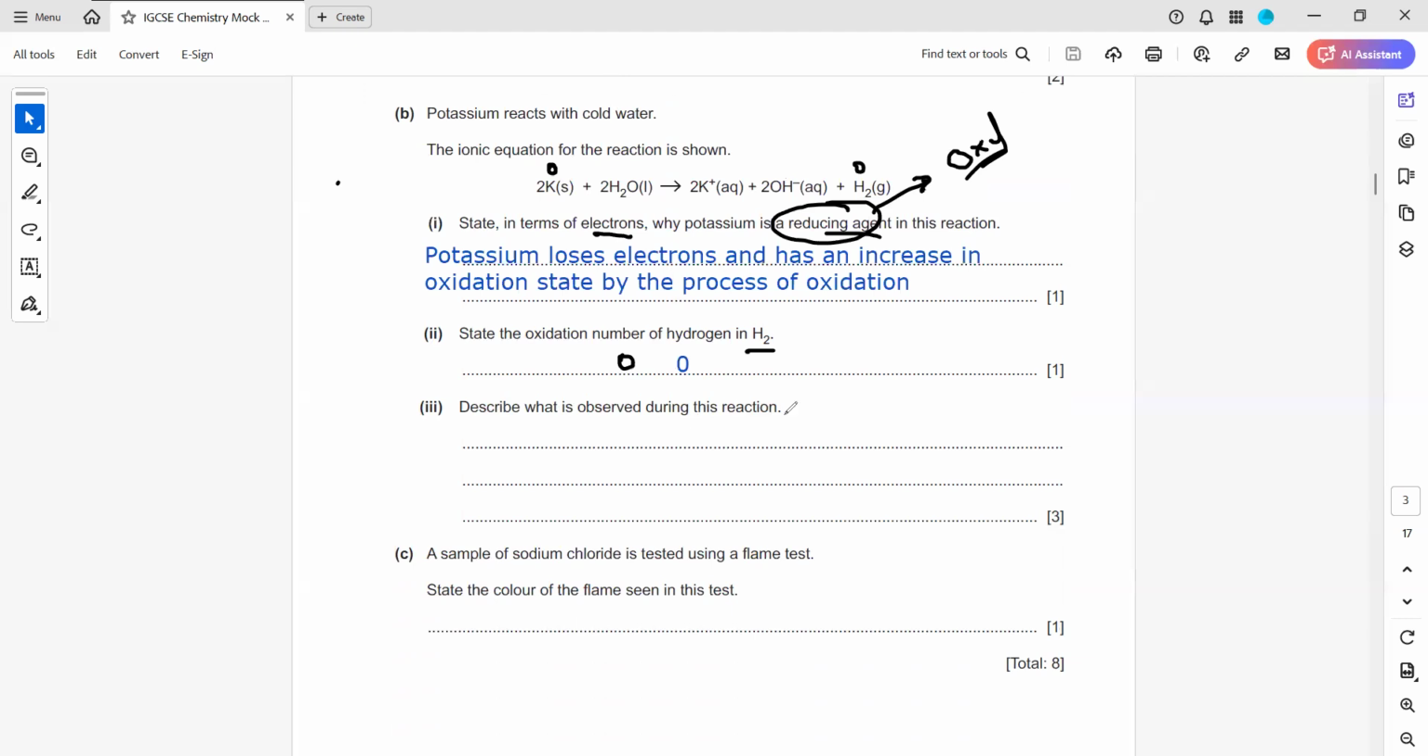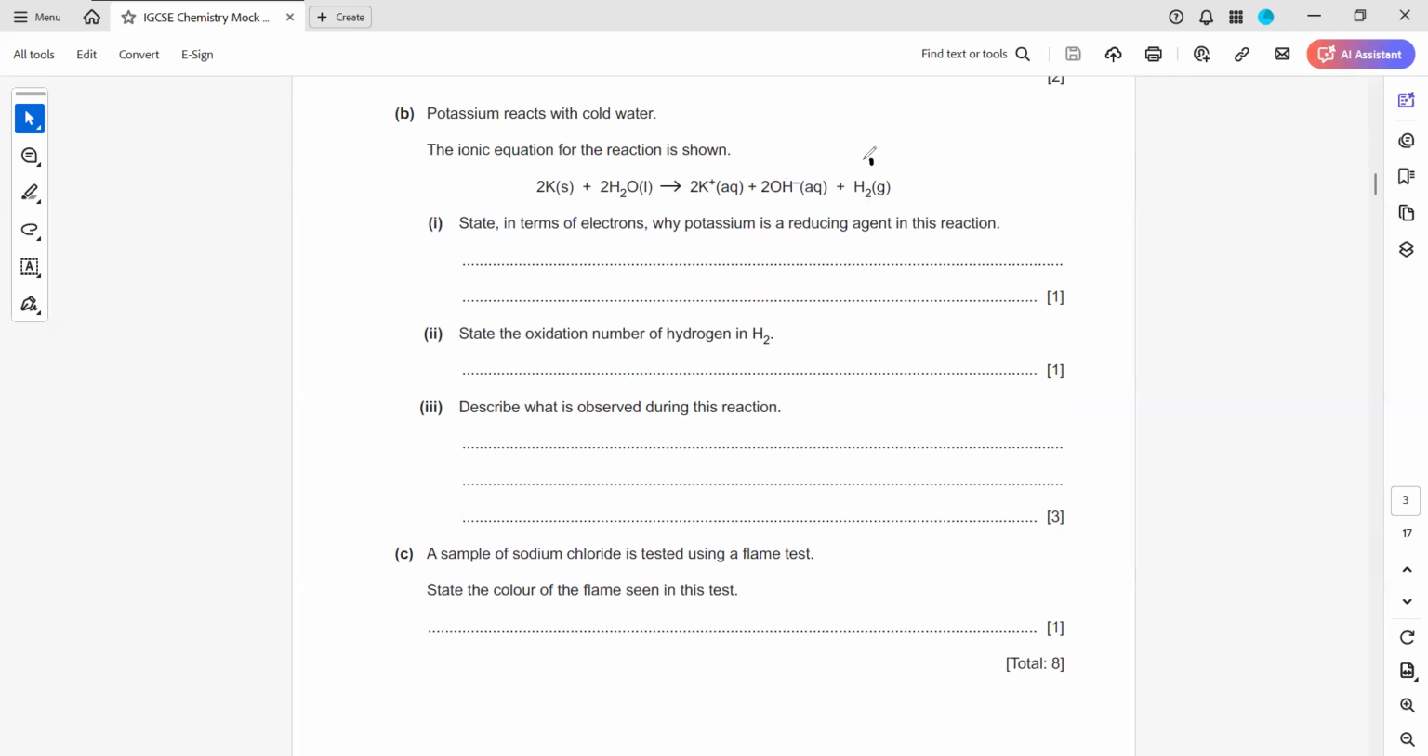Describe what is observed during this reaction. It's worth 3 marks. So how to score 3 marks? We will see gas. Whenever gas is there, we can say fizzing, bubbles, or effervescence. When the reactant is solid, the solid disappears or decreases in size.